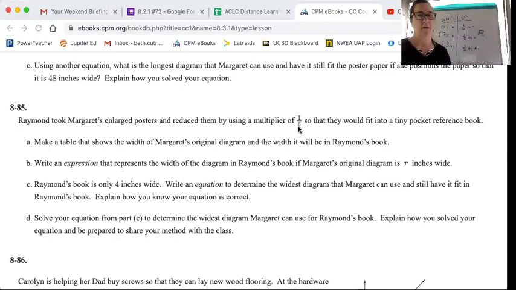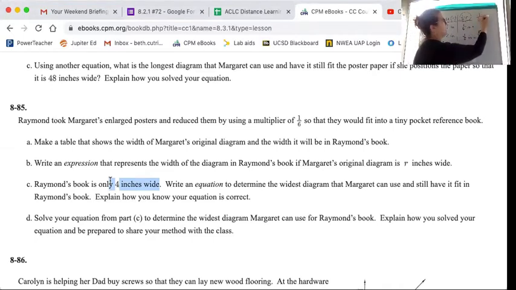Okay, so we have our expression. There's our expression. We have our table. Raymond's book is only 4 inches wide. Here we go. Write an equation to determine the widest diagram that her original can be to still fit in a 4 inch book. So we're going to take our equation. 1/6 R equals 4 inches.